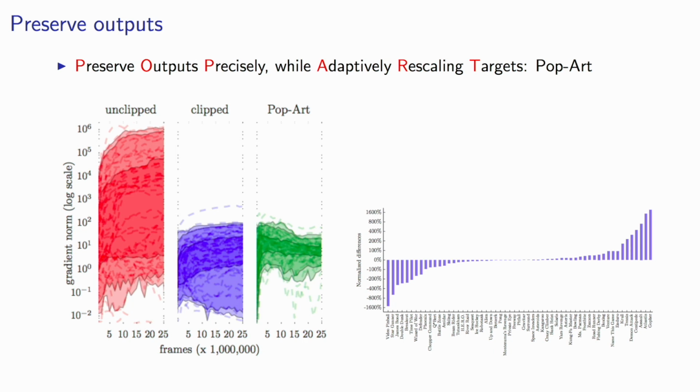And what you see here on the left is on these Atari games, essentially. On the x-axis you see millions of frames. And on the y-axis, there's a number of different dotted lines plotted there. The y-axis shows you the norm of the gradient on a specific game. There's a number of dotted lines there, which is not really that easy to see.